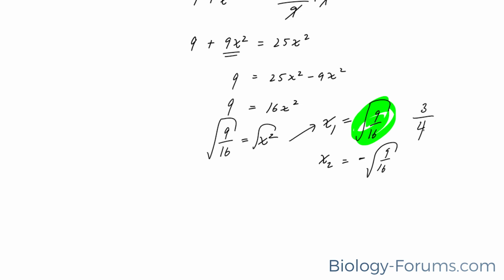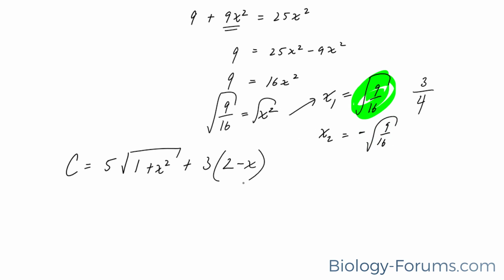And now what I have to do is prove that 3 over 4 will minimize the cost. And the way we do that is we evaluate the original equation at 3 over 4. Now, if you recall, the original equation looked like this. C is equal to 5 times the square root of 1 plus x squared, plus 6 minus 3x. So we're going to evaluate C as x approaches 3 over 4. And if we do that, we end up with a cost of 10 million.